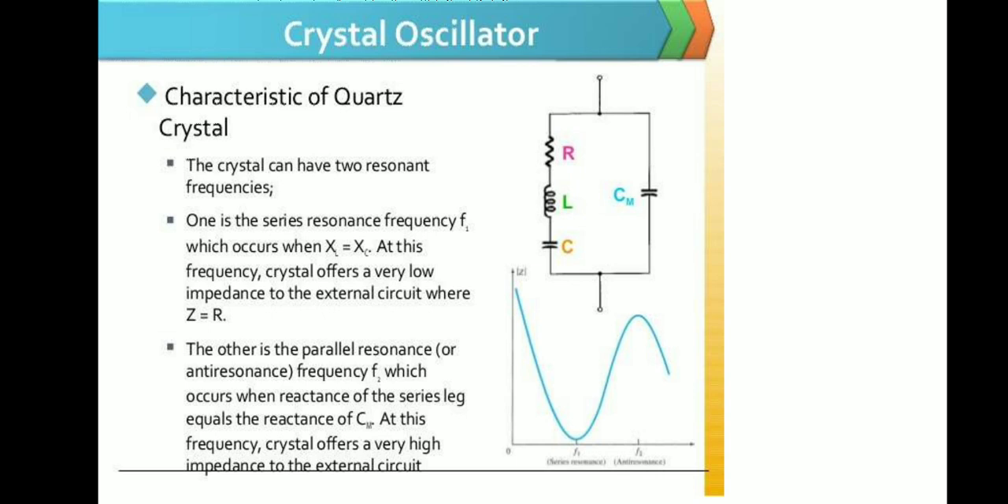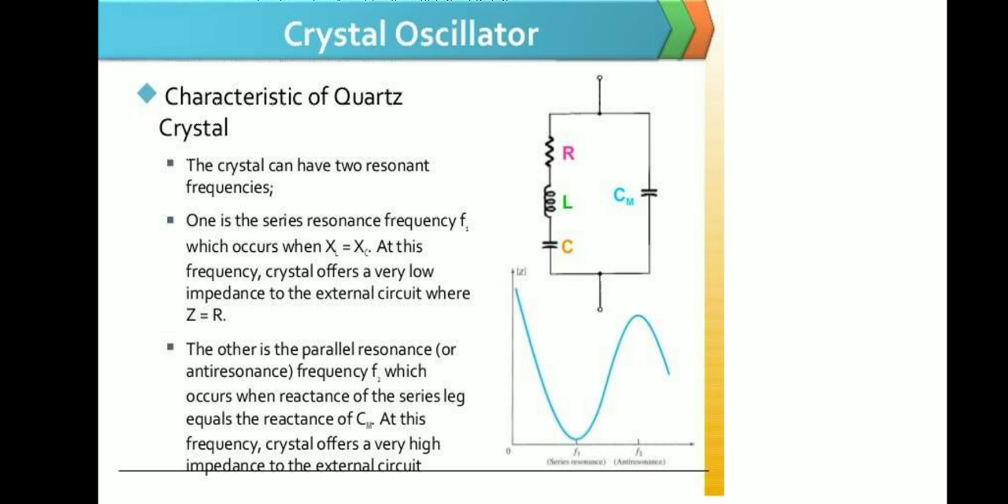Crystal oscillator. The characteristics of quartz crystal. The crystal can have two resonance frequencies. One is a series resonance frequency F1, which occurs when the reactance offered by the inductor XL is equal to the reactance offered by the capacitor XC. The impedance to the external circuit is then Z equal to R.